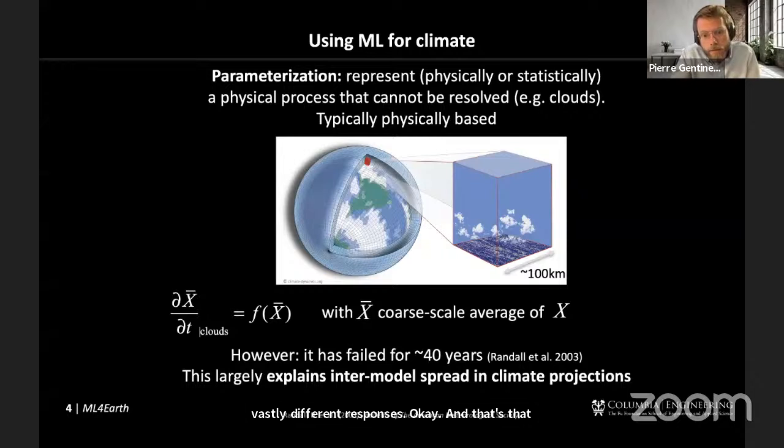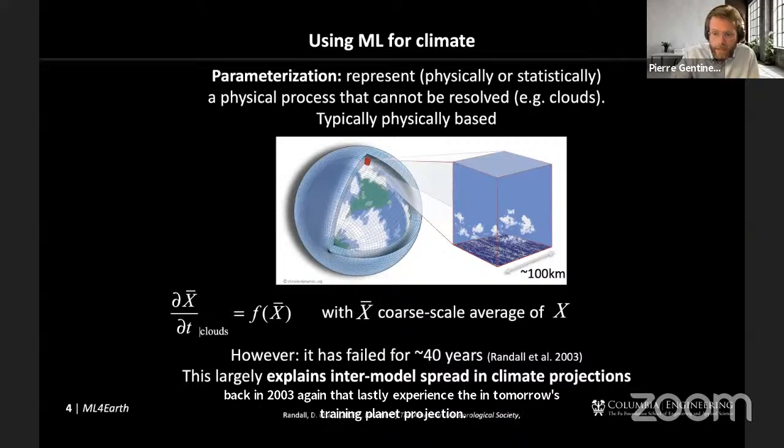And that's led to what we call some sort of roadblock or deadlock in the so-called parameterization, as Dave Randall actually showed back in 2003. Okay, and that largely explains the intermodel spread in climate projection. And that's a major, major issue that we need to solve as a community.